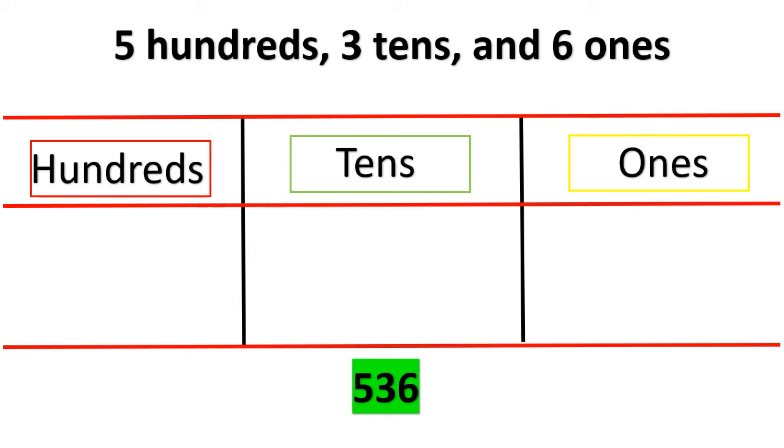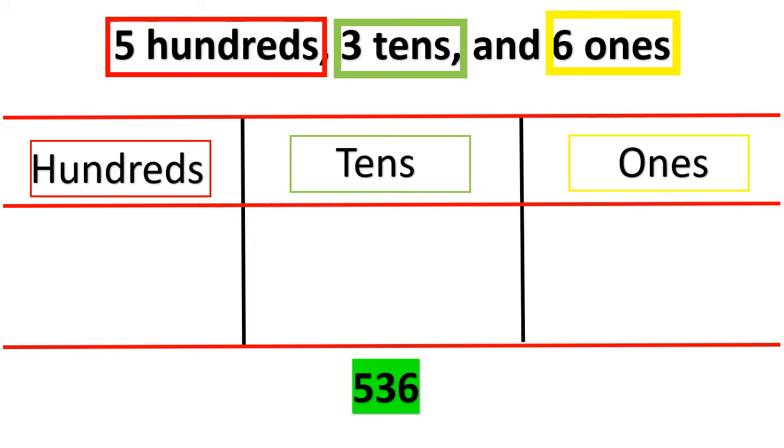The number 536 has 5 hundreds, 3 tens, and 6 ones. What I want you guys to do is to write the number in your place value mat. I put boxes around each number that matches the box on our place value mat. Our ones are in yellow, our tens are in green, and our hundreds are in red. So the number 536 has 6 ones, 3 tens, and 5 hundreds. So when you write it in your place value mat, this is what it should look like. 536.